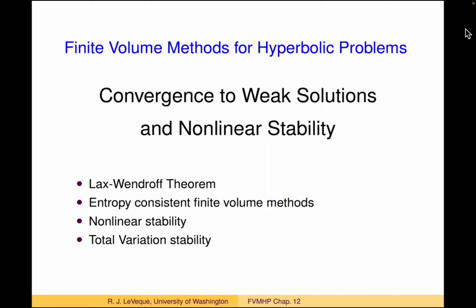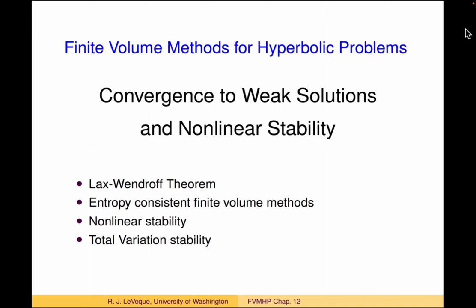Okay, so now we're going to dive a little bit into convergence theory for numerical methods converging to weak solutions of hyperbolic conservation laws, and talk about the Lax-Wendroff theorem and also how you can show that the solution you're converging to actually also satisfies the entropy condition in some cases.